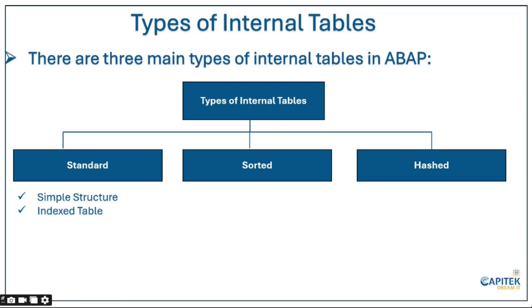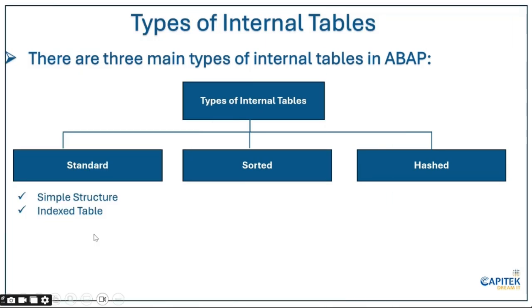It means every row is given a reference. So you can access the table with the index of the table. That is the meaning of an indexed table. So the standard internal table falls under the category of indexed tables. As I told, every row is given some index and we can access using the index. And the standard internal table can also be accessed using a key.